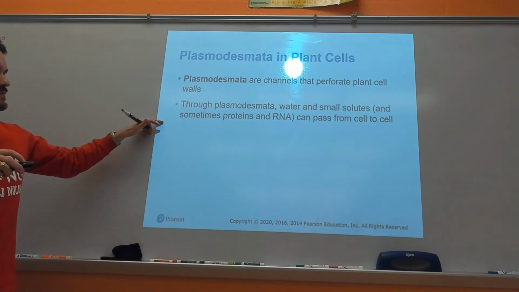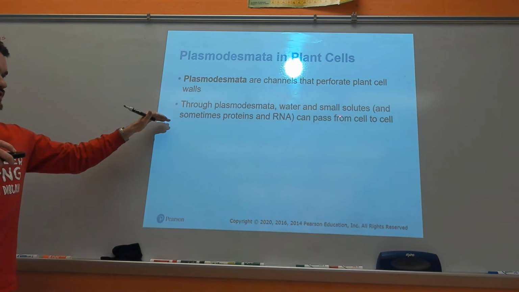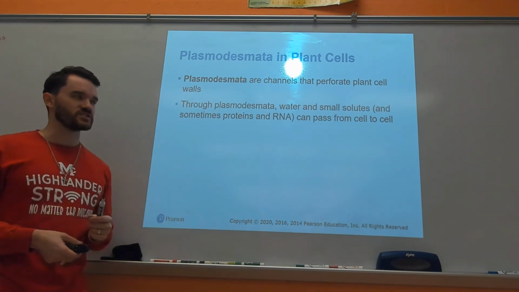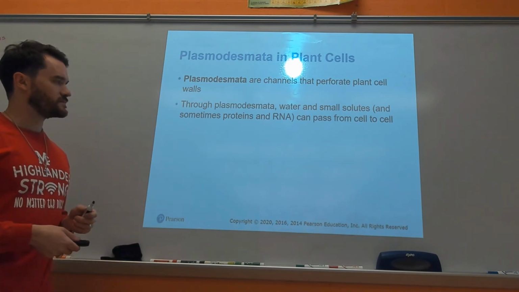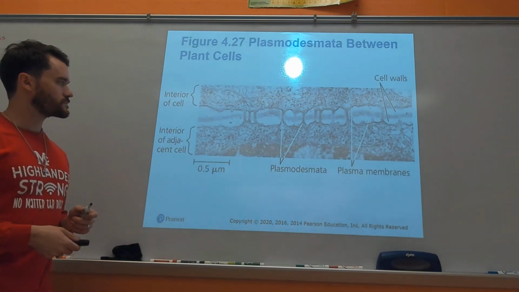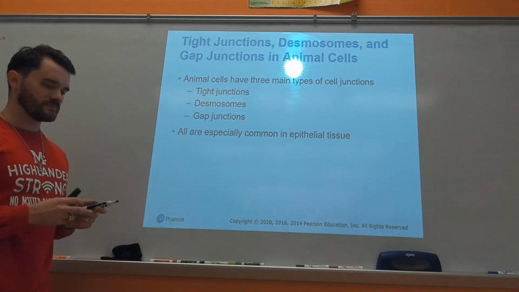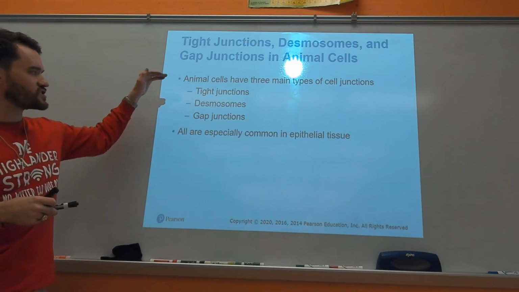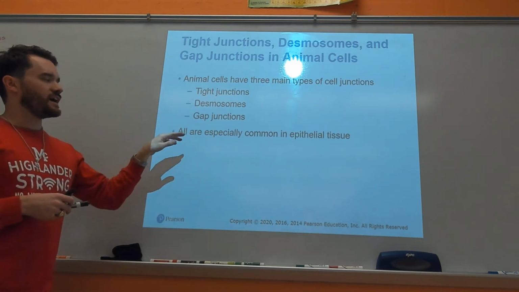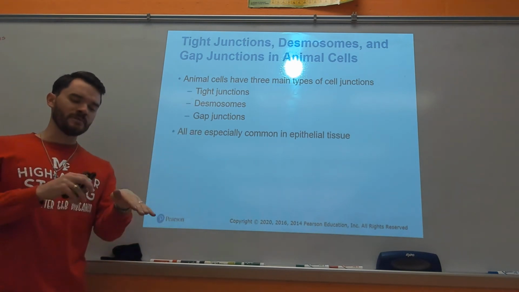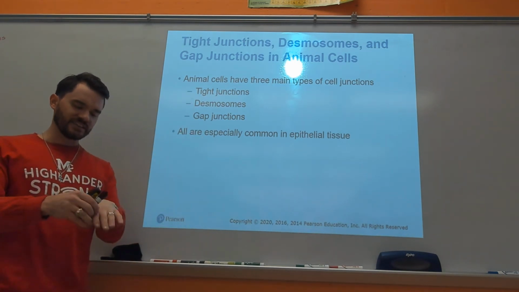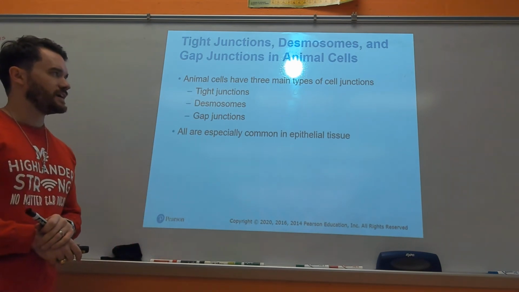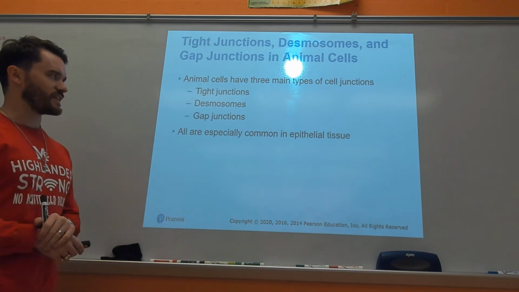And so maybe there are certain things like water, smaller solutes, proteins, RNA, just different things that 2 different plant cells want to share with each other. That would be the purpose there. So that's the plasmodesmata. All right, then in animal cells, they're going to have these 3: the tight junctions, desmosomes, and gap junctions. All are really common in your epithelial tissue. Epithelial tissue is the tissue that lines your skin, it lines your respiratory and digestive tract. And there's a real good reason for that.